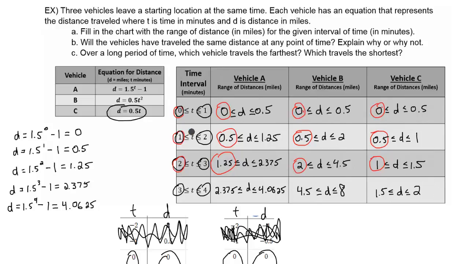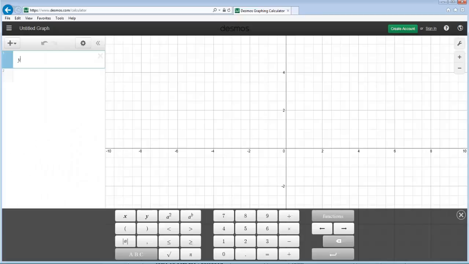So actually, after 1 minute, these distances were all the same, right? After 1 minute, we could say that vehicle A, B, and C all traveled the same distance. They'd be at that same point in time. And that might be tough to see on the table, so I'm going to jump back into Desmos real quick, and I'm going to graph all three of these equations.